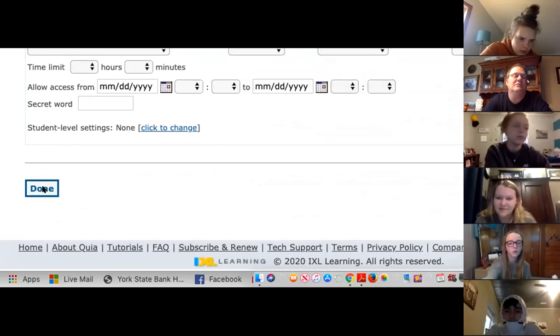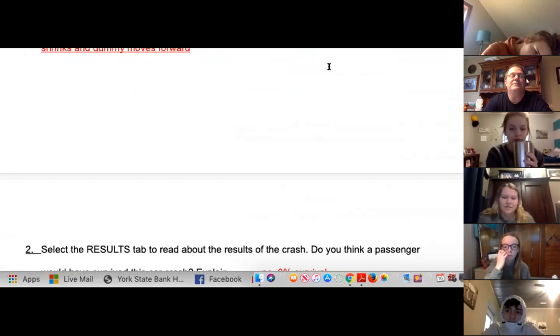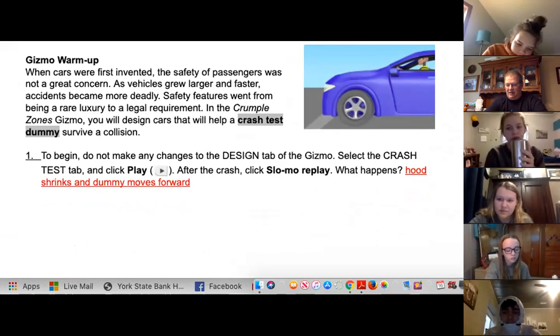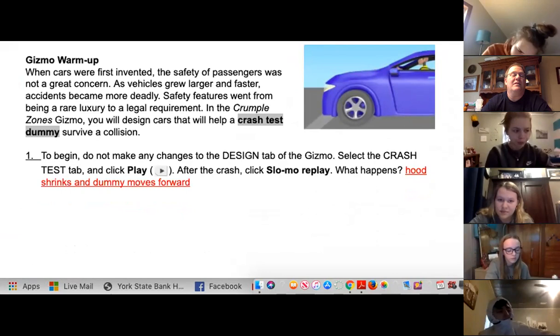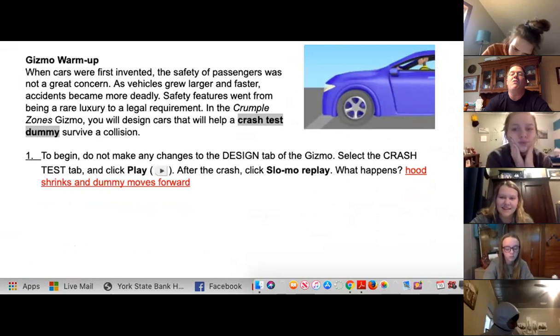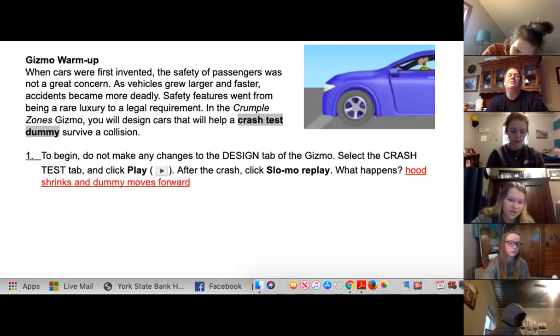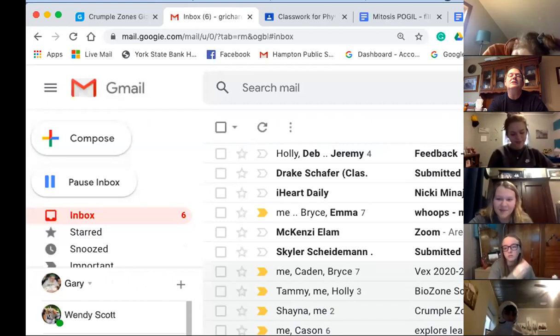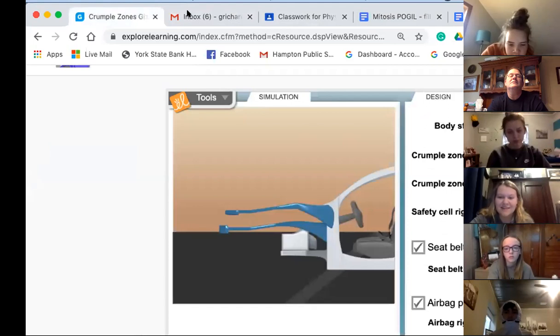All right, crumple zones. Hopefully you got at least started on it. This is not an easy lab, and there's a lot to it. All right, so the Gizmo warm-up. Let me see mine here, where is it? Oh my goodness, I hate this little screen, sorry. Are you struggling? Yes.